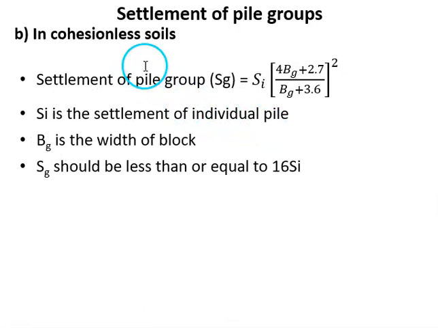In case of cohesionless soil, settlement of pile group is equal to settlement of single pile multiplied by (4 Bg plus 2.7 divided by Bg plus 3.6) whole square. Here Bg is the width of the pile group. And this value should never exceed 16 times the settlement of single pile.